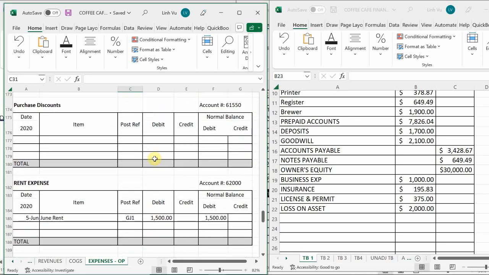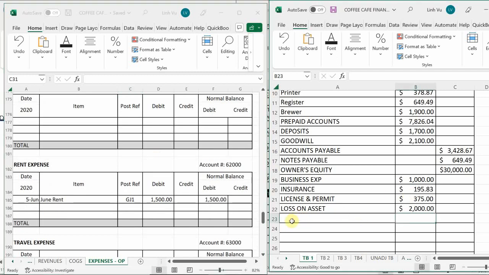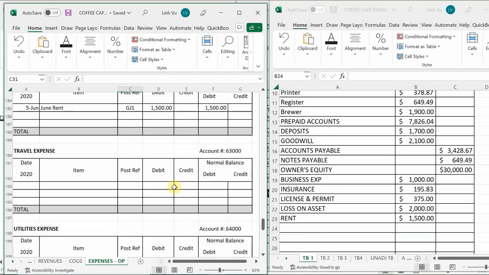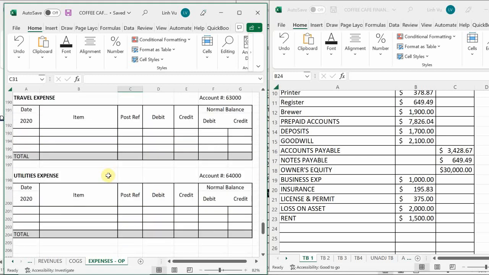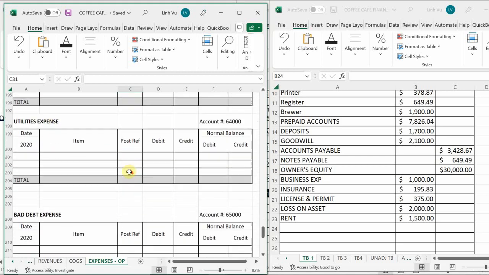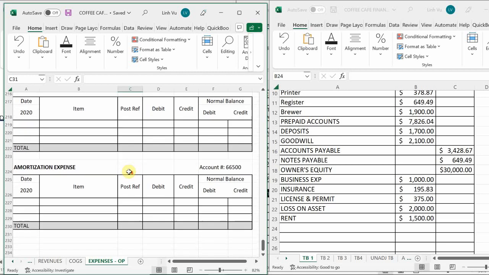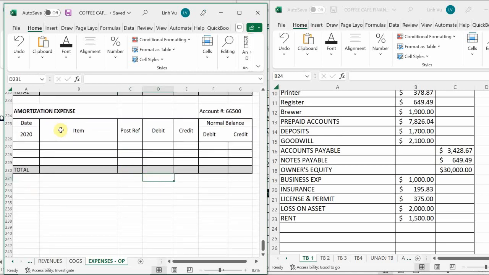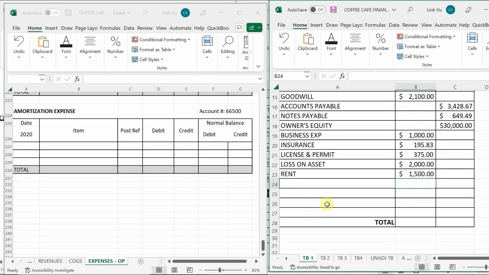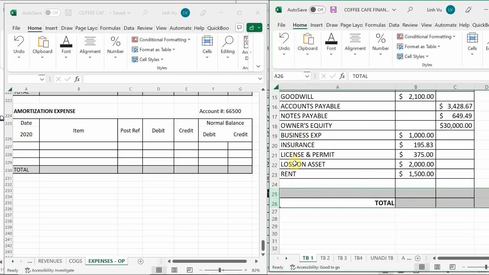Next one I have here is rent expense. Yes, we did pay for rent, for $1,500. And let's see. No travel expenses, no utilities expenses, bad debt, depreciation, or amortization. So in this case, I am now completely done with all of my accounts. Now, if you have extra space in your trial balance, that is okay. You can leave that for future expenses.